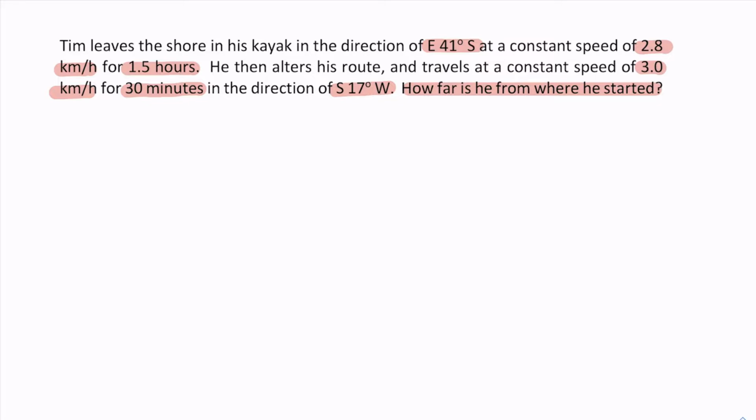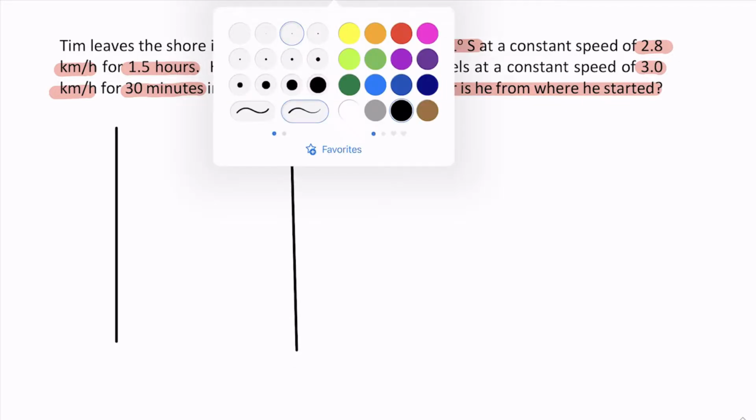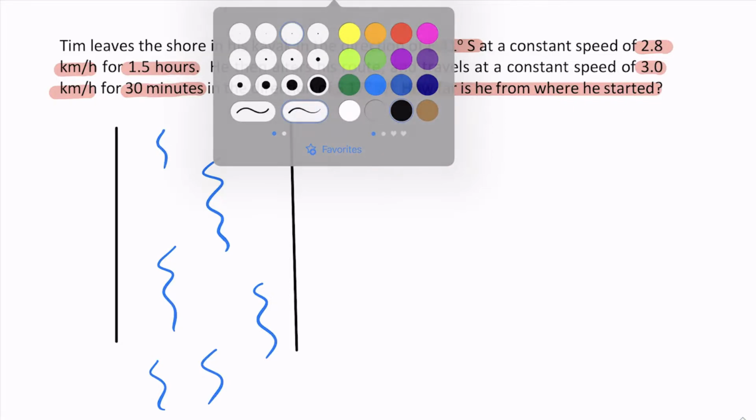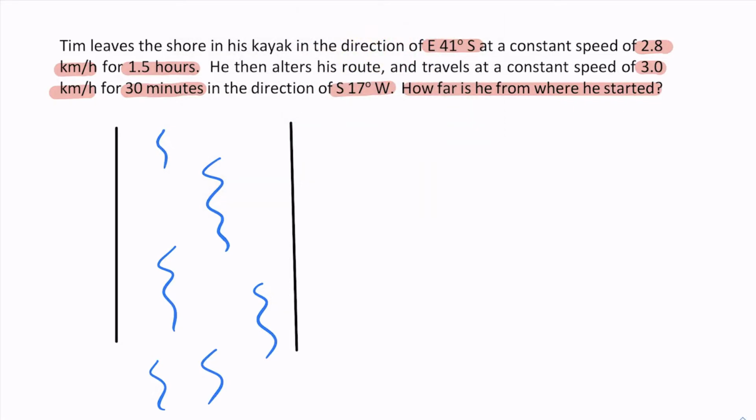So to begin with, let's draw our diagram. I'm going to draw here a shore, one side, and this will be the other side of our stream of water. And to indicate the flow of water, we have water going down. So what do we know here? He leaves the shore. Let's say Tim starts over here, and he goes in a direction of east 41 degrees south.